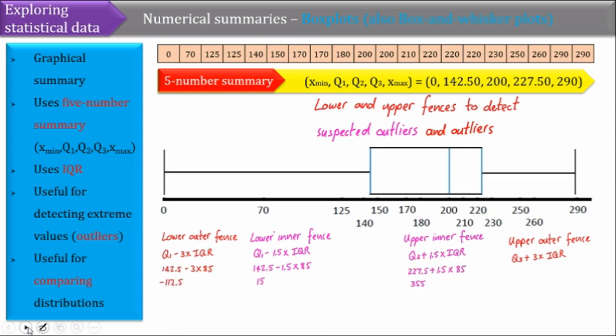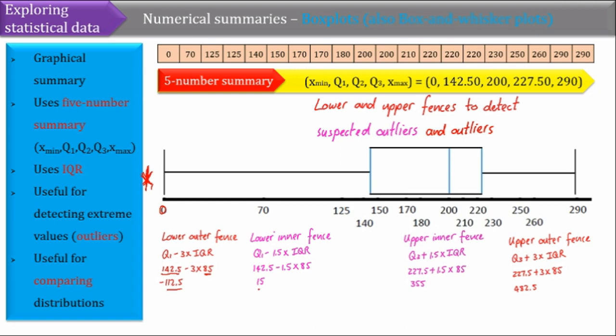So when I do this calculation for each one, we'll see that the lower quartile, Q1, is 142.5, the interquartile range is 85. 3 times that, subtract, I get minus 112.5. So the lower outer fence is at minus 112.5, but my smallest value in my data set is only 0. So the lower fence is sitting right down here somewhere. So it's irrelevant. I can really just ignore it.